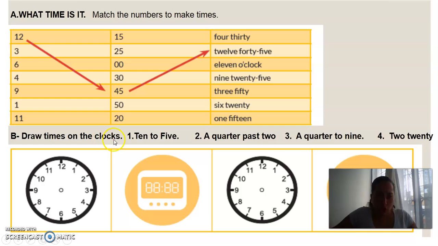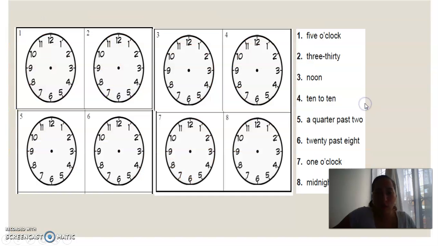Draw times on the clocks. 10 to 5, you have to draw here 10 to 5. Here at 2:15, we have different types of clocks, so you have to draw. Vas a dibujar estas horas que te estoy dando acá en estos diferentes tipos de reloj.